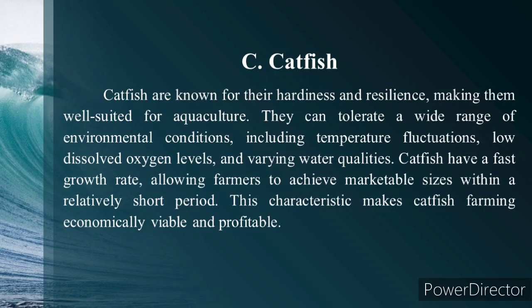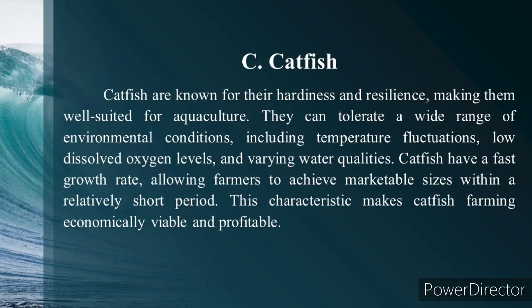Catfish are known for their hardiness and resilience, making them well suited for aquaculture. They can tolerate a wide range of environmental conditions, including temperature fluctuations, low dissolved oxygen levels, and varying water qualities. Catfish have a fast growth rate, allowing farmers to achieve marketable sizes within a relatively short period. This characteristic makes catfish farming economically viable and profitable.